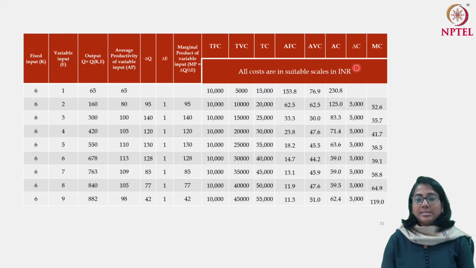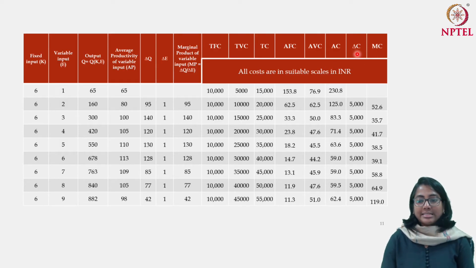The next one is the change in cost. Next we are interested in the marginal cost. So what is marginal cost? Marginal cost is basically the change in cost due to 1 unit change in output, so delta C by delta Q. Delta Q we already have calculated here. Now what we are going to do is to calculate delta C.